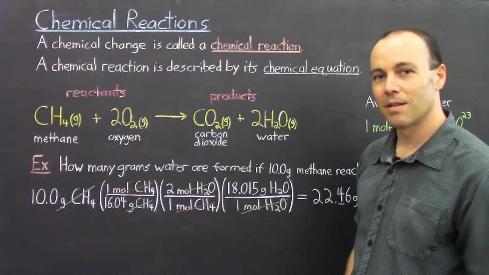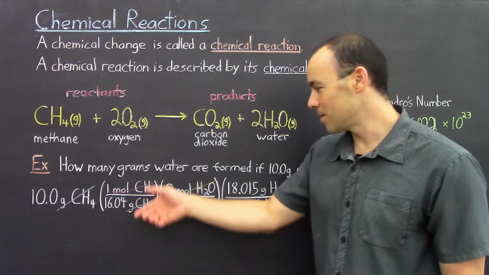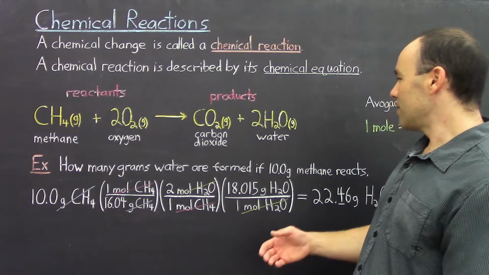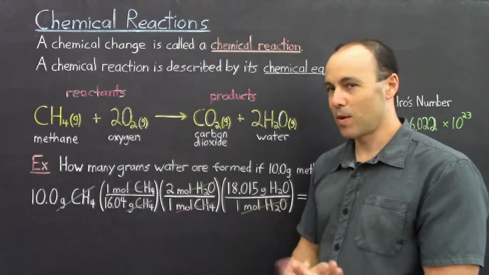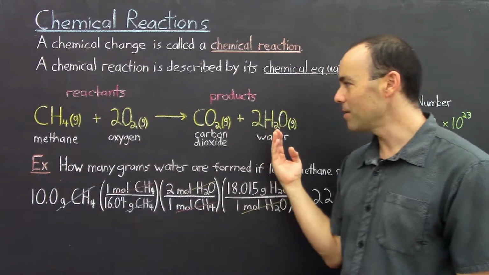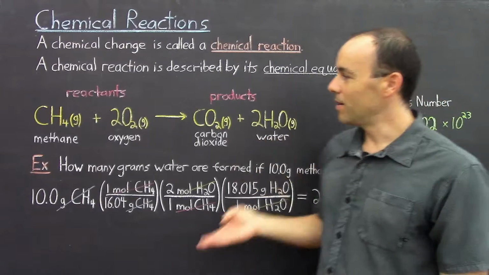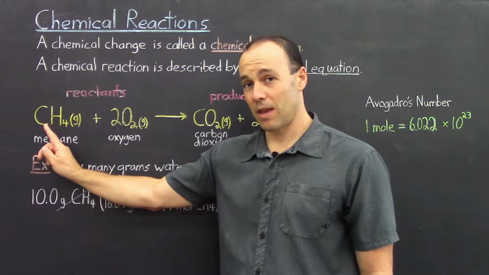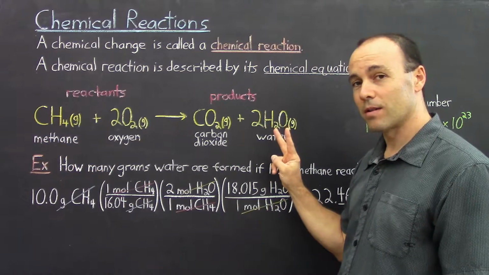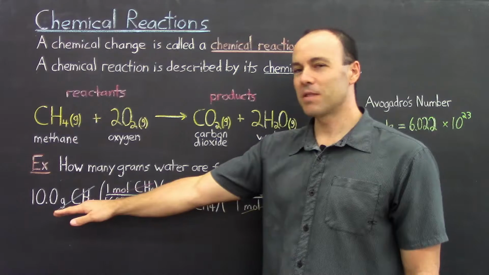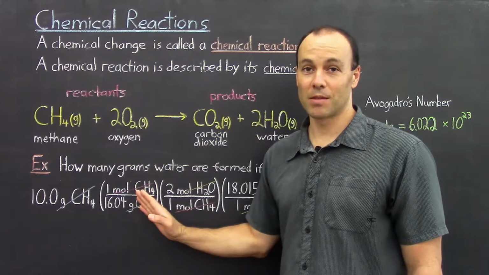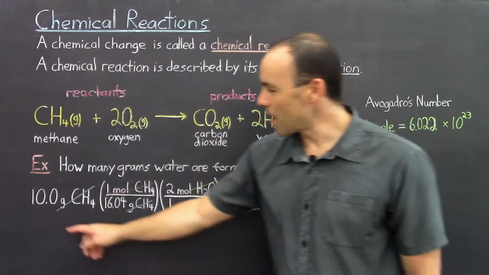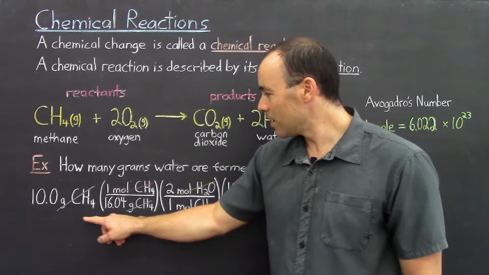So let's see the conversion factors that we use in order to answer this question. You see, that's a difficult question to answer right away, because the reaction doesn't tell you how many grams of water you get from how many grams of methane. It tells you that 1 mole of methane gives you 2 moles of water. So we need to convert grams of methane to moles of methane before we can answer this question. So that's the first thing that you want to do. Take your 10 grams of methane and convert it to moles.